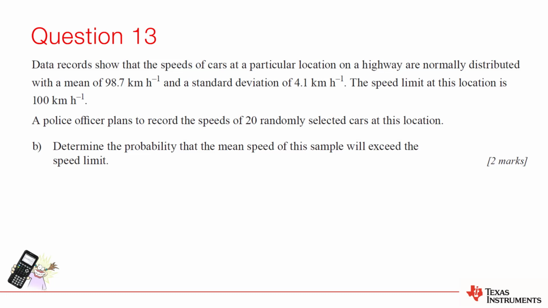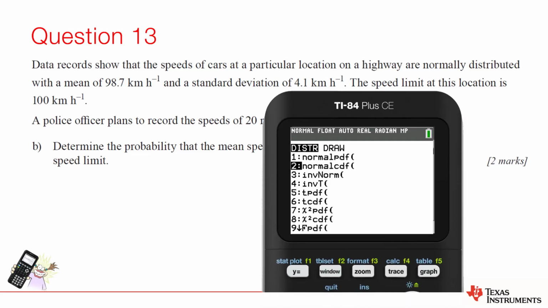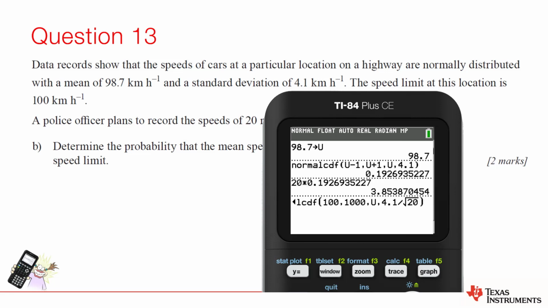The sample means will be normally distributed with the same mean as the population mean, but the standard deviation is equal to 4.1 divided by the square root of 20. Now we can work out the likelihood of finding a sample mean that exceeds the speed limit. And so we get a probability of 0.078.